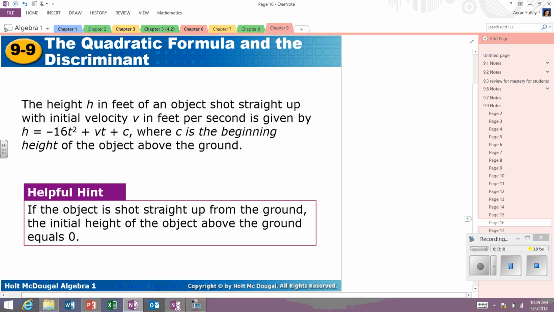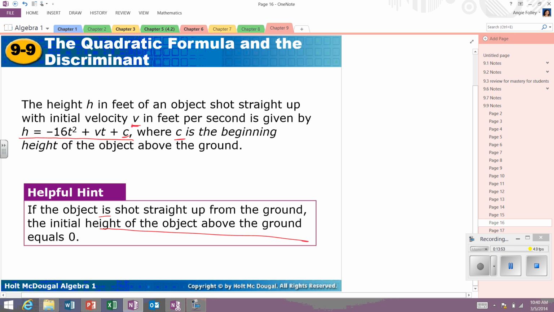Okay, we've got a word problem, and for some reason it didn't all get put in your notes, so I'm going to write this in. It tells you that the height in feet of an object shot straight up in the air with an initial velocity of v feet per second is given by this equation. Height is equal to -16t squared plus vt plus c, where c is wherever the beginning height is, where it starts, how far off the ground. Just note, if the object is shot straight up from the ground, the initial height would be 0. So if it started on the ground, the c value would be 0.